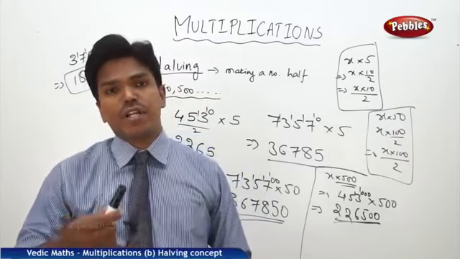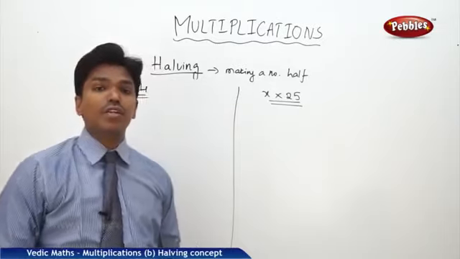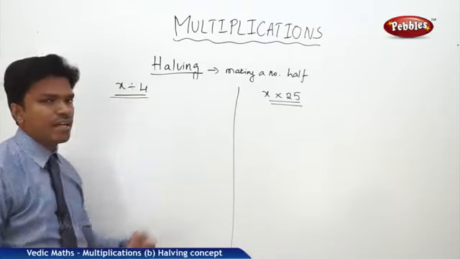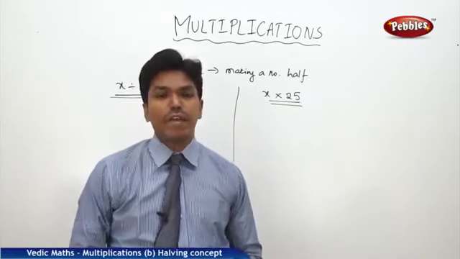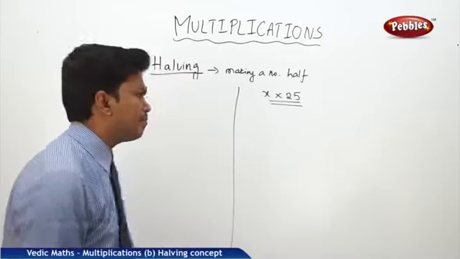Now we will see another advantage of halving. Now we will see another two applications of halving: one is x division by 4 and another one is x multiplication by 25, where x can be any given number.